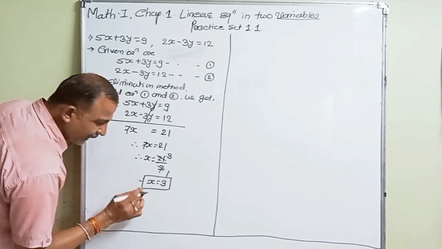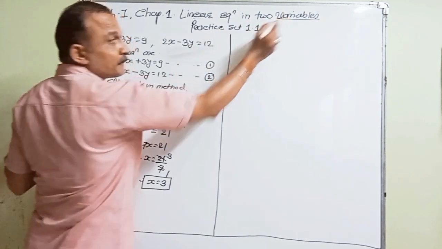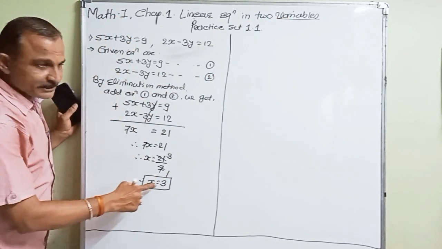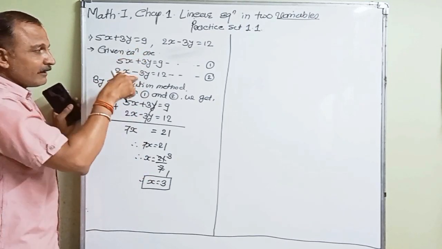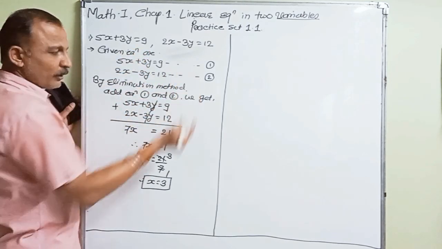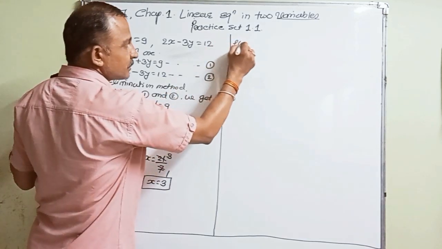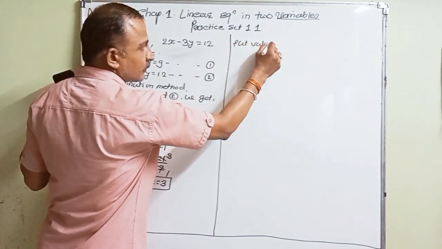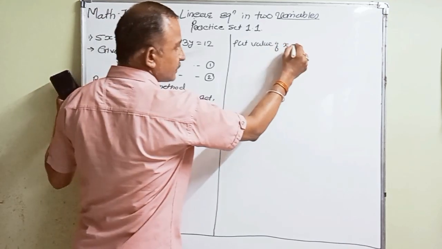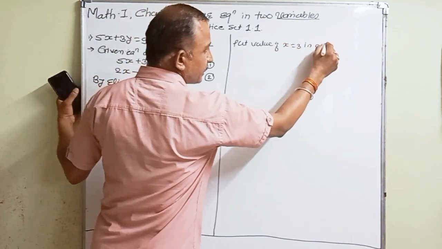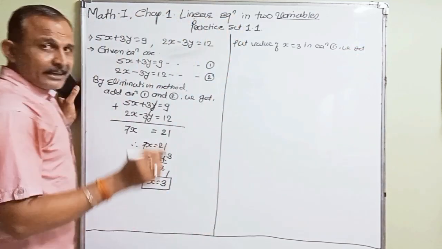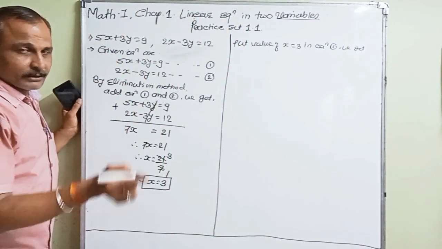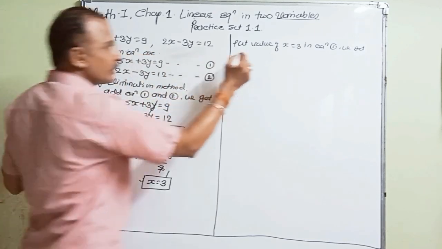This means we get the value of one variable, x is equal to 3. If we put this value x is equal to 3 in any one of the equations, then we get the value of y. So what is it? Put the value of x is equal to 3 in the first equation. You can put it in equation 2, then the same value we get, but we will put it in the first equation.